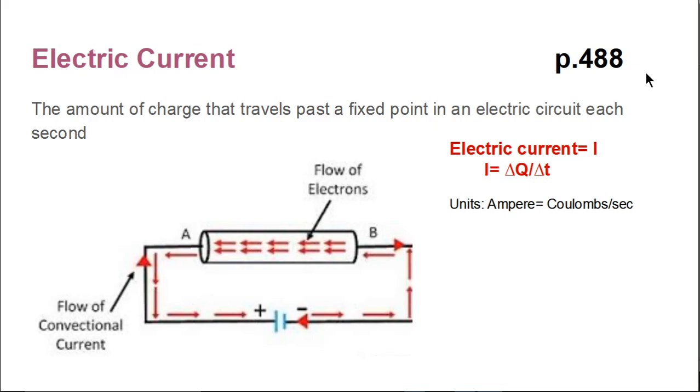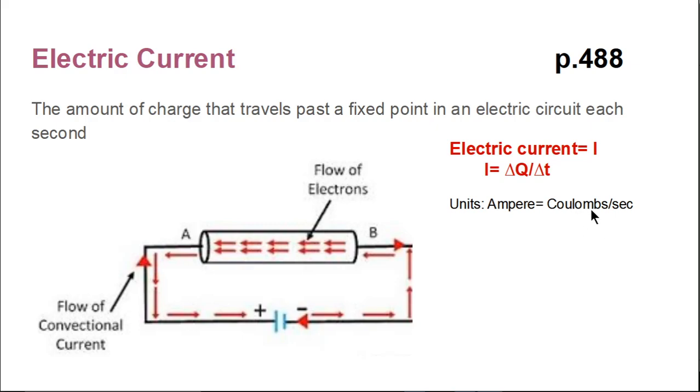Page 488. Please be careful here. Electrical current. We're going to be able to calculate electrical current in a minute by using this equation right here. Electrical current is an I. Doesn't make any sense, but it is an I. And it is the change in Q divided by the change in T. What does that mean? It means the amount of charge, your Q is going to be your charge, that travels past a fixed point in electric circuits each second.